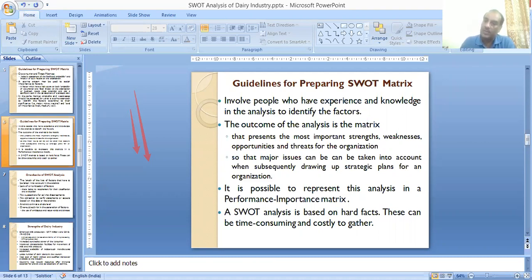It is possible to represent the analysis in a performance importance matrix. So on one axis we can take performance, on the other axis we can take importance, and then we can put the various factors in different boxes based on their performance and importance, and it is called the performance and importance matrix. And SWOT analysis is based on hard facts. It requires hard facts, feedback, and exhaustive information, and that is why it is time consuming and costly together.